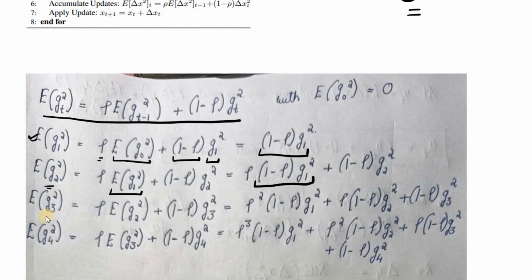Now we move a step ahead and calculate expected value of g3 square. We replace t with 3 over here. We get rho times expected value of g2 square, and this is exactly what we have calculated over here, and 1 minus rho times g3 square. We just do the substitution and we get this value. Here again, if we observe this equation which we have attained, we are giving more preference to the current value squares, like g3 square is being given more preference, and as we move back in time, we are giving lesser and lesser weightage to the older gradients.